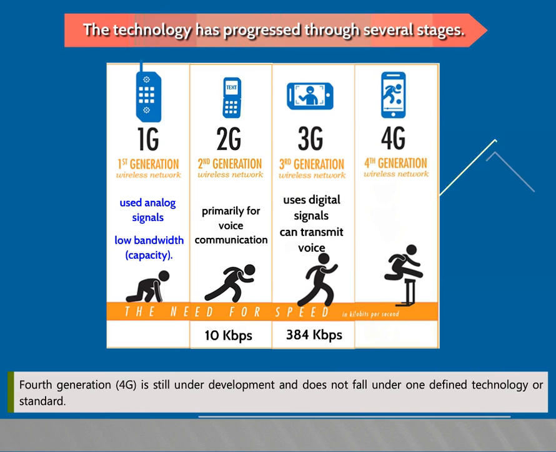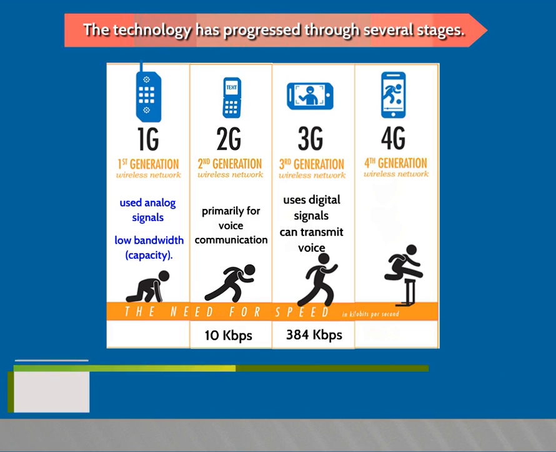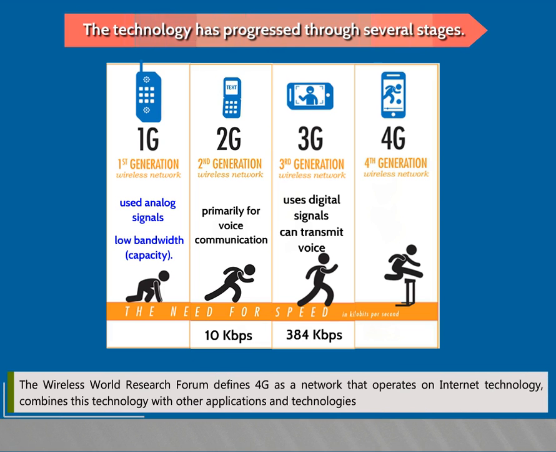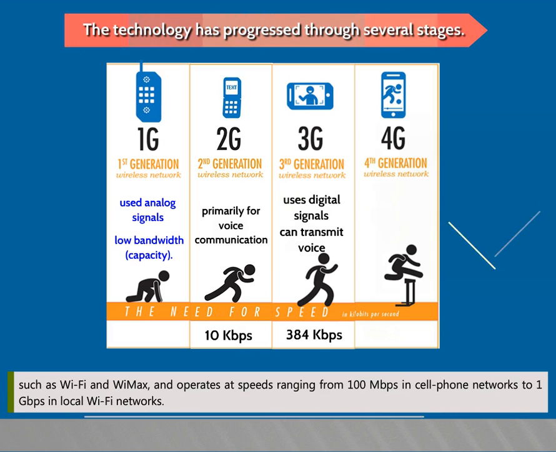Fourth generation, that is 4G, is still under development and does not fall under one defined technology or standard. The Wireless World Research Forum defines 4G as a network that operates on internet technology, combines this technology with other applications and technologies such as Wi-Fi and WiMAX, and operates at speeds ranging from 100 Mbps in cell phone networks to 1 Gbps in local Wi-Fi networks.